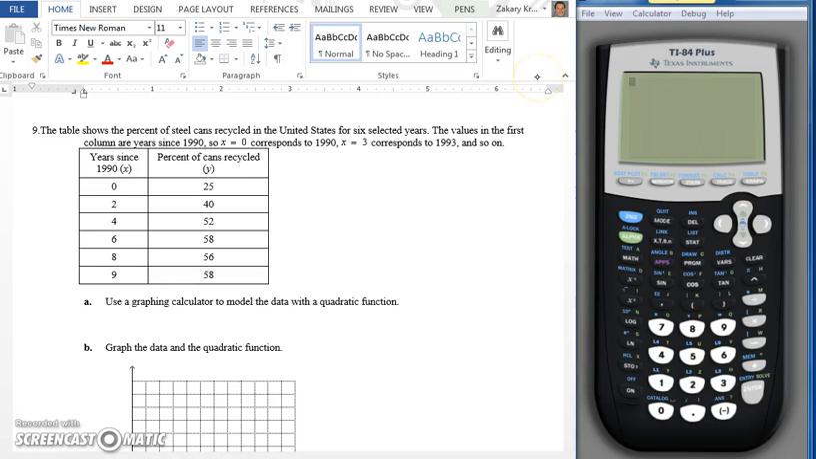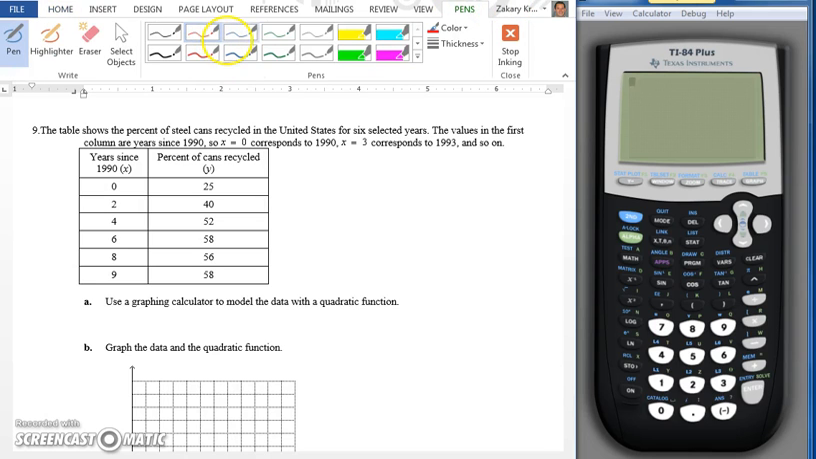All right, for number 9, we're given a table that talks about what percentage of steel cans were recycled over a certain amount of years. So the first thing we got to look at is this chart here and understand what it means. So we're given our x's and our y's. It tells us which one is which here.